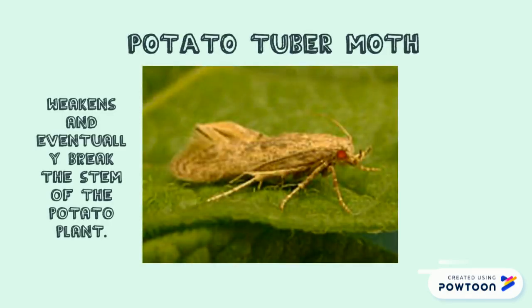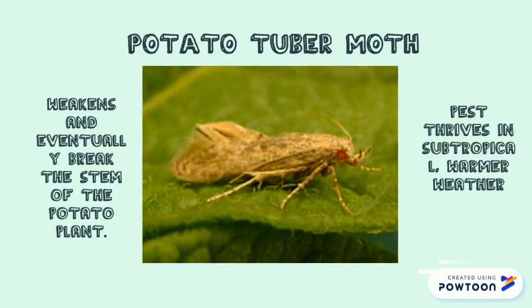A pest that majorly affects potato crops is the potato tuber moth. This pest damages leaves, roots, and stems. Mines on leaves are major indicators of the presence of the potato tuber moth. The pest weakens and eventually breaks the stem of the potato plant. Identification of the pest's presence is usually only possible by opening up the potato tuber and looking inside.